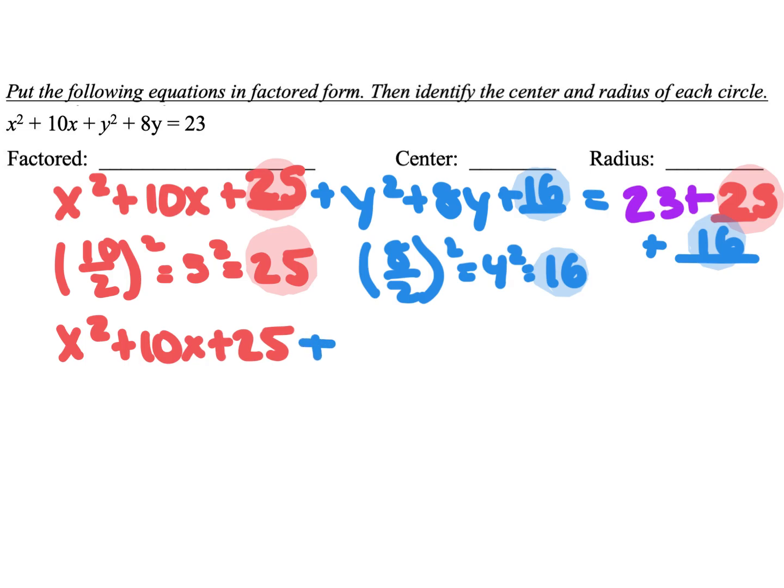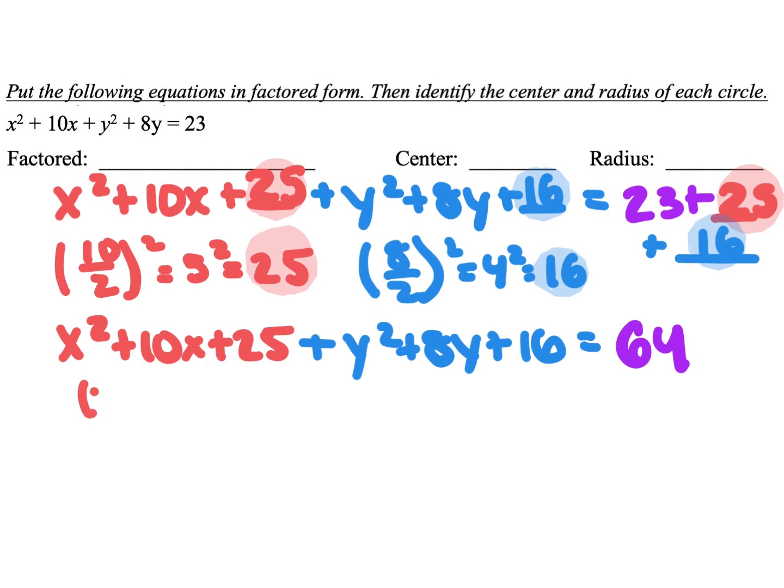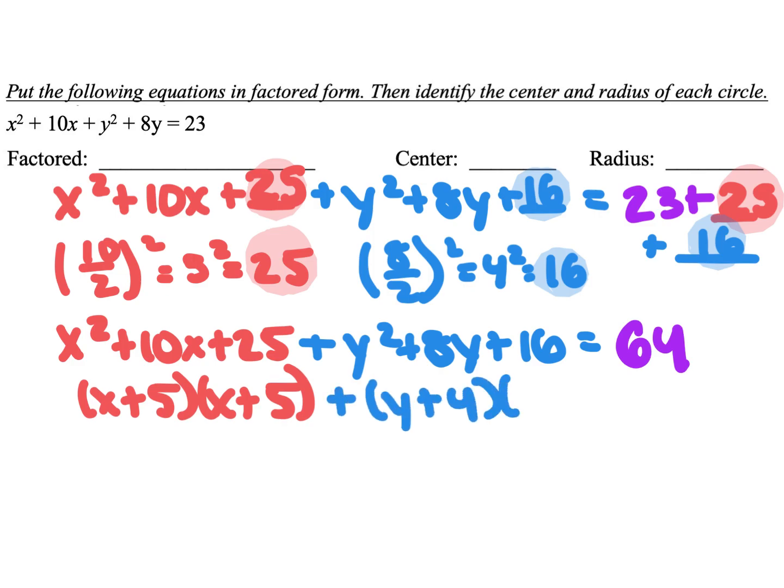The y part is y squared plus 8y plus 16. And then when I simplify the 23 plus 25 plus 16, it gives you 64. So now I can factor. This becomes x plus 5 times x plus 5. The y part becomes y plus 4 times y plus 4 equals 64.